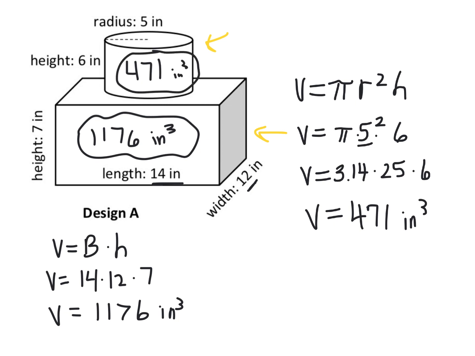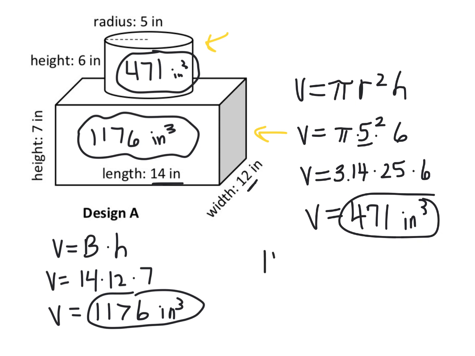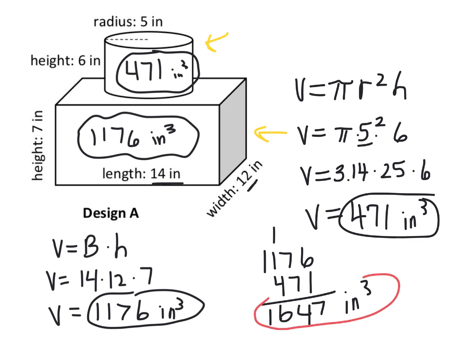Okay, so now all together, how much volume is this cake? We're going to add these 2 numbers together. So 1,176 plus 471. So this cake is 1,647 inches cubed for its total volume. Okay, let's move on to the next cake and see how big that one is.